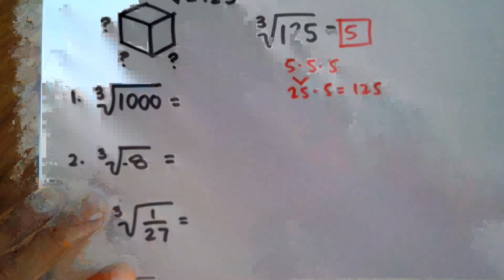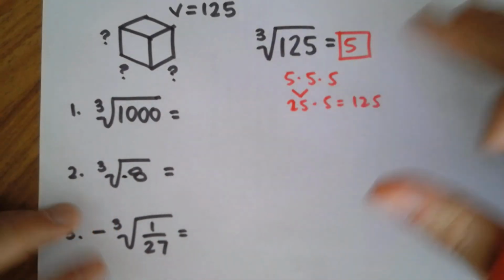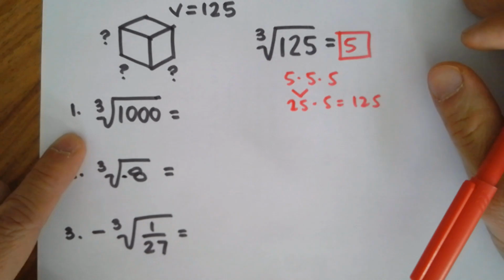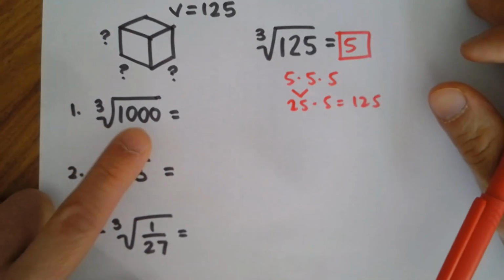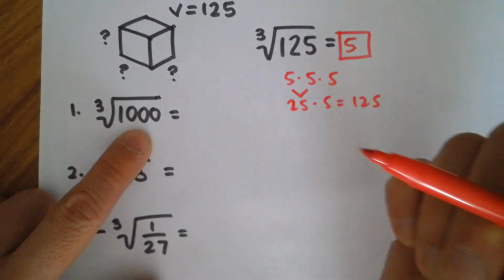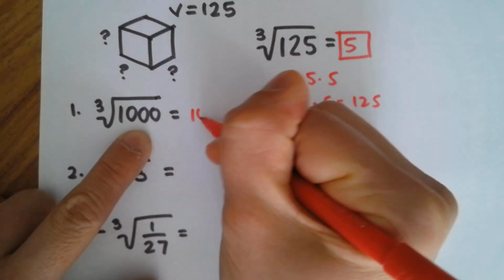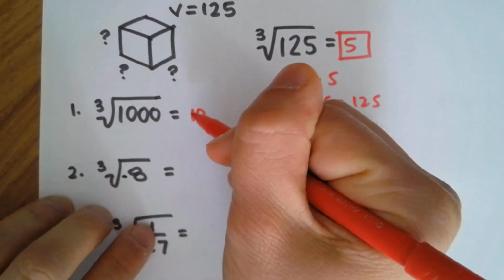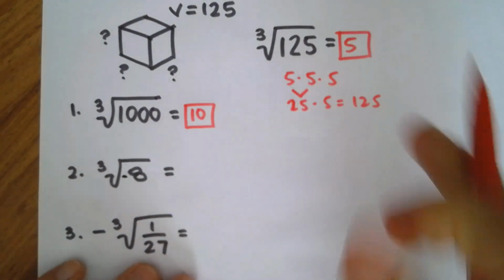Okay, so let's apply this idea to the problems down here. Take a look at number 1. You're trying to find the cube root of 1,000. So what number multiplied by itself 3 times will give you 1,000? Yeah, it's going to be 10 because 10 times 10 times 10 gives you 1,000. So that is my answer right there.